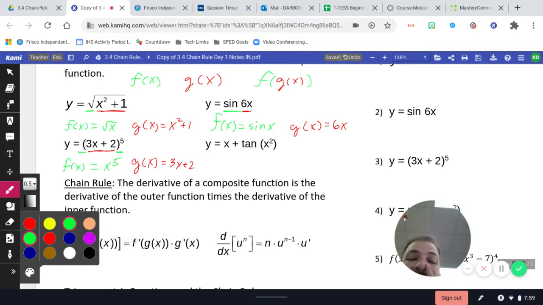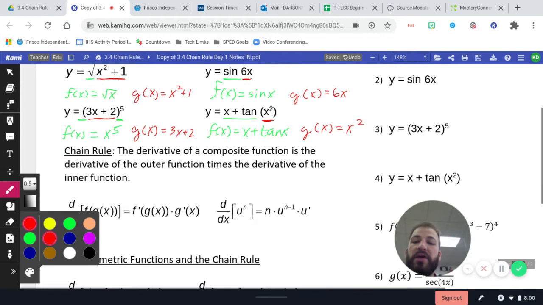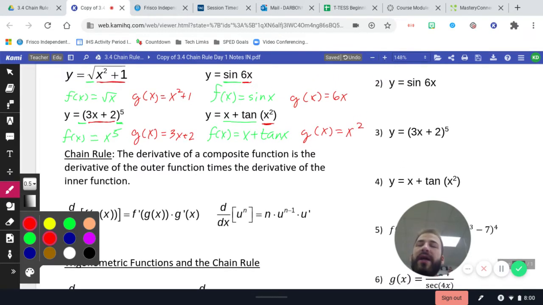All right, and last but not least, we have x plus tan of x squared. So my outside function is going to be all this. So f of x is equal to x plus tan of x. My inside function is right here. Just like so.